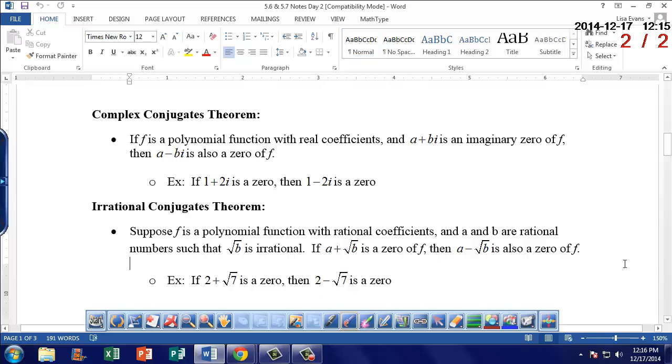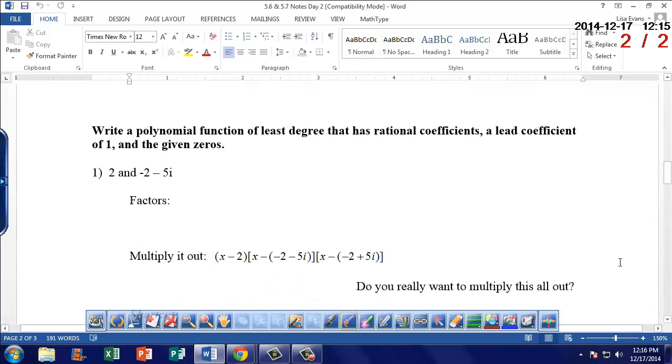Now, we can do it the same way I did above. So let's talk about that. The directions say write a polynomial function of least degree that has rational coefficients and a lead coefficient of 1 and the given zeros. Okay, so here's what happens. These are the solutions you were to get if we were to solve. Now, based on the theorem I just talked about, if this complex number is a solution, so is this complex number. Okay, so we have 3 answers, which means we're going to have a degree of 3.